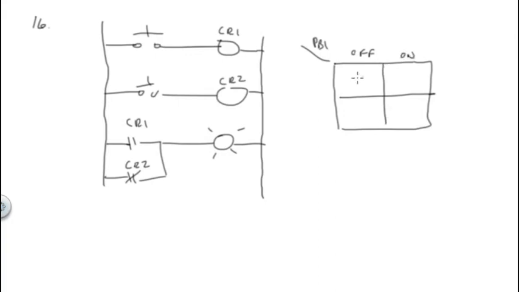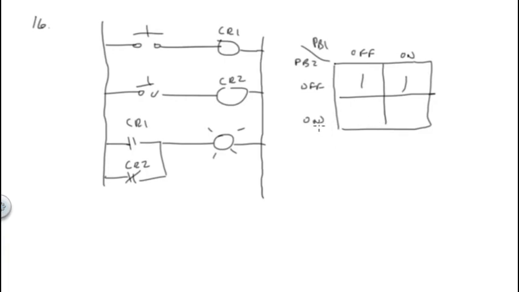And on. This is PB2, off and on. And if they're both off, do we pass power? Well, CR2 does, so this would be a 1. If PB2 is off and PB1 is on, do we pass power? Yes, we pass power both ways.